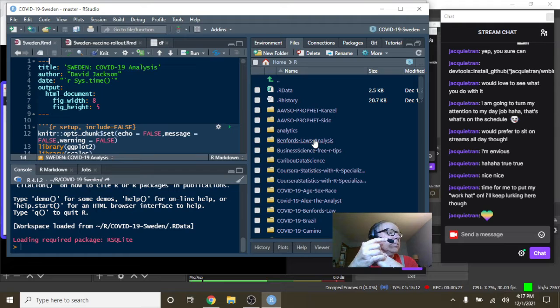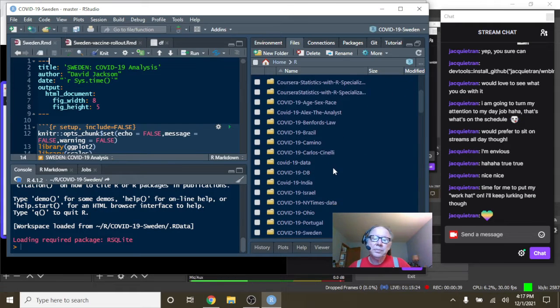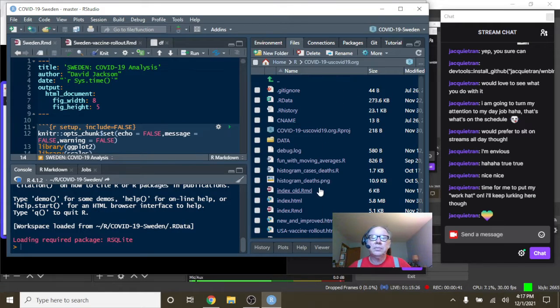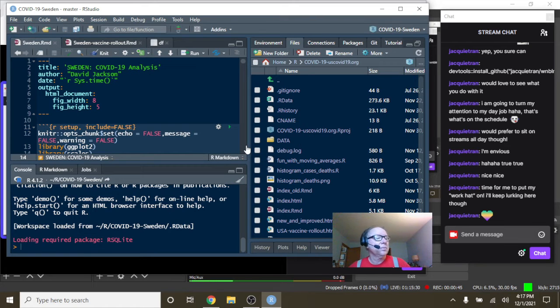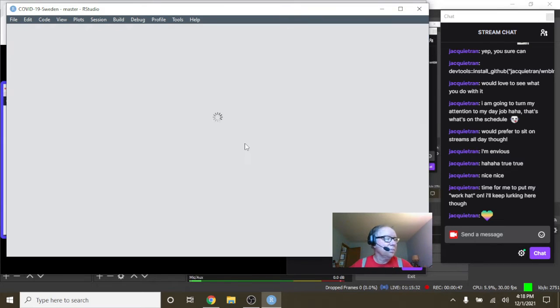Let's go back to... Okay, so let's just take a look at the U.S. repository numbers for today. SQL for data scientists.